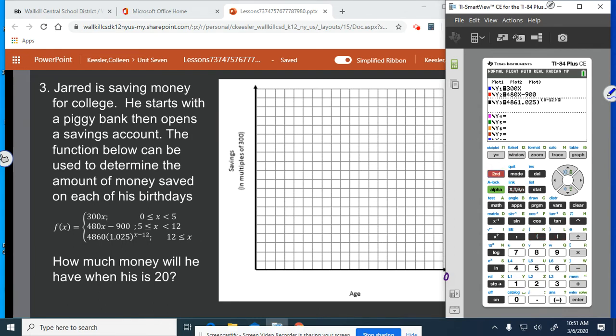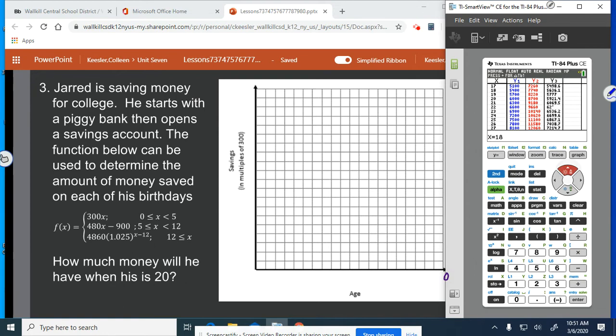All right, so we pull up our table. Uh-oh, what did I do? So we go back to y equals, second quit, y equals. Oh, I didn't put this in parentheses, that's why. All right, that should be right now. Let's see, second table. There we go.